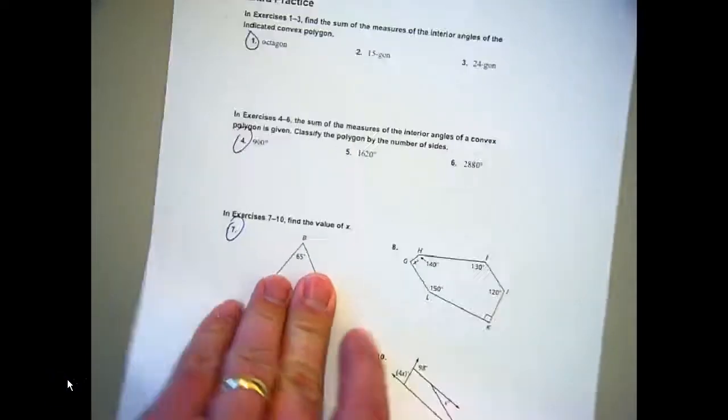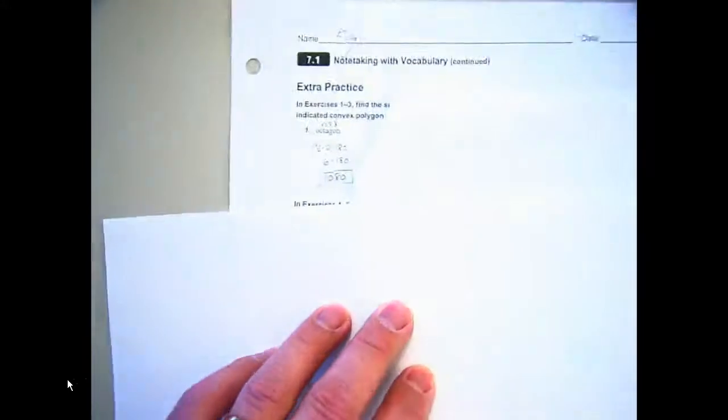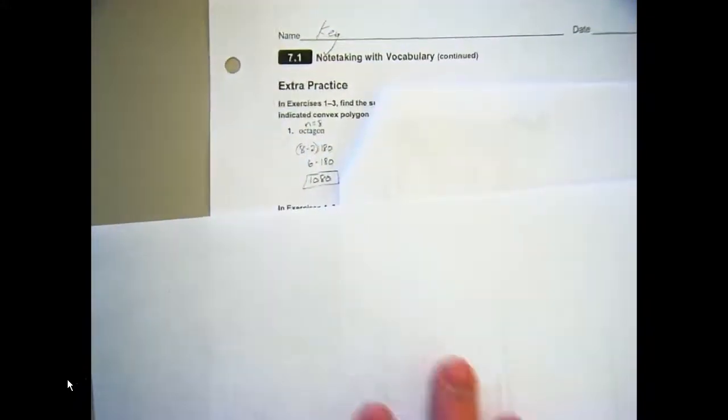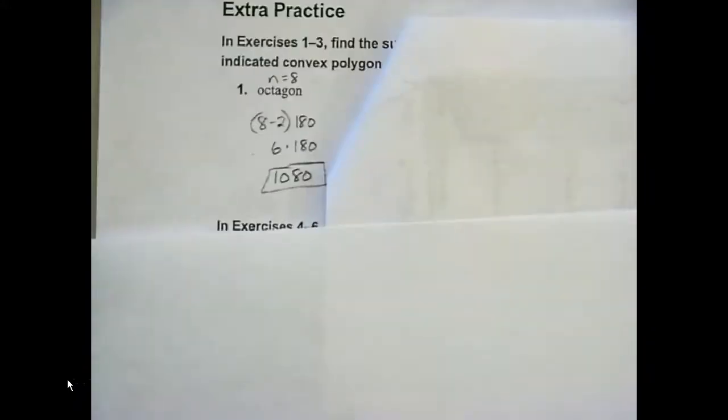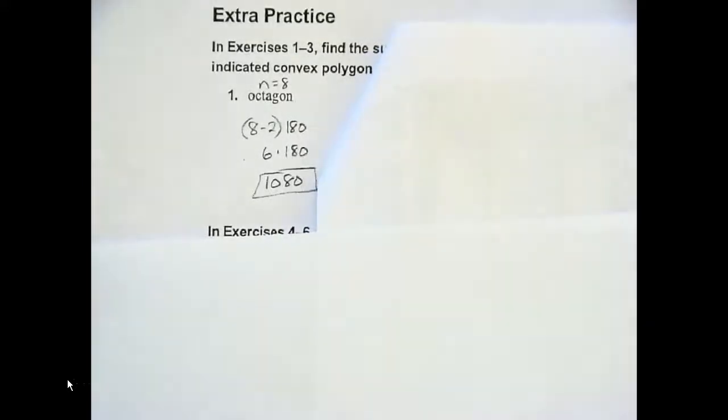Okay, we're going to see how you did on number 1. Number 1 is 1,080. What does that mean? It means the sum of the interior angles is 1,080. That's a lot. The sum of every angle, when you add them all up, right? That's a lot. All right?